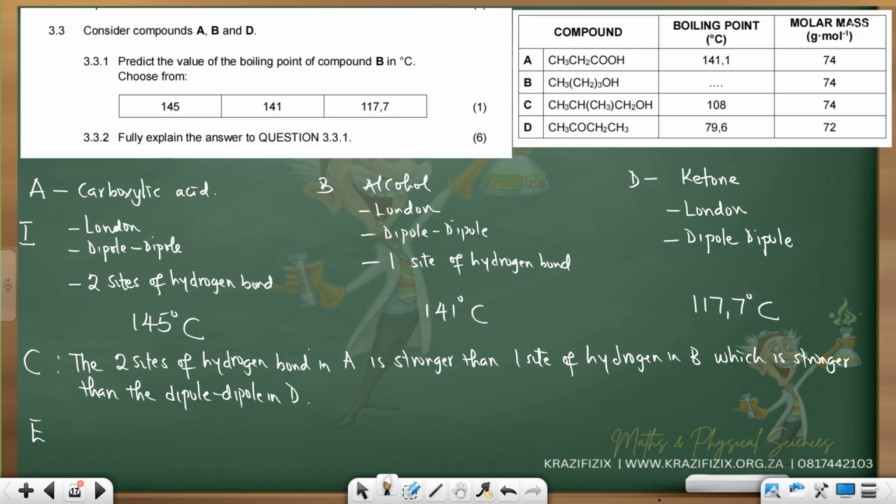required to overcome the hydrogen bond in A is more than that of B, which is more than that of C. So for identifying, you're already getting that. 3 marks there. Now for telling us about the type of bonds, maybe you get 1 mark for the type, then the strength, and then the energy required.